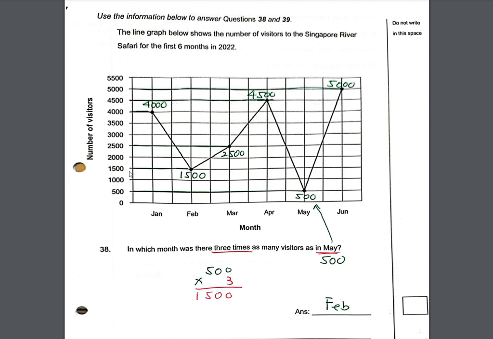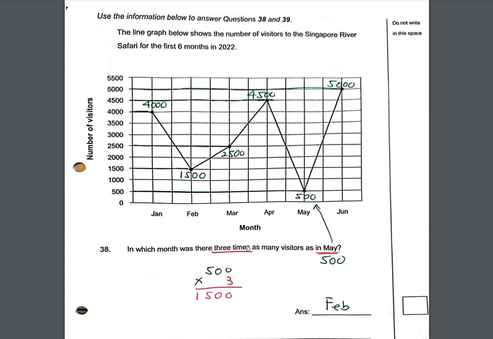February, here is 1,500. March, this will be 2,500. April, this is 4,500. May, this is 500. June, this is 5,000. Okay, very easy to check.